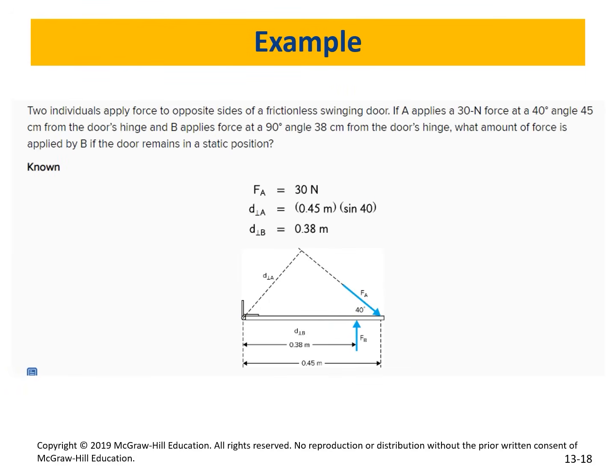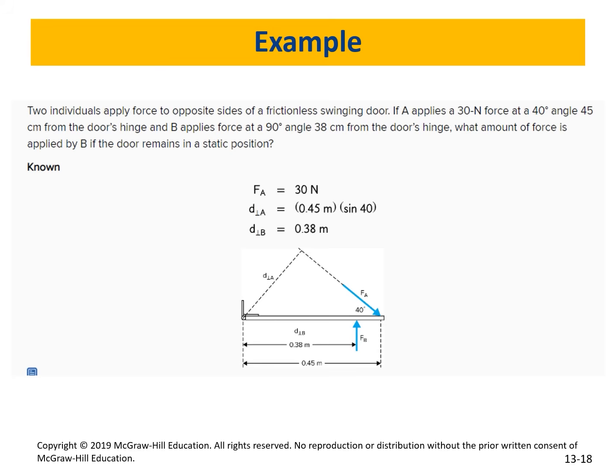Okay, another example. Take 2 minutes. Two individuals apply force at opposite sides of a frictionless swinging door. If A applies 30 newtons at a 40 degrees angle, 45 centimeters from the door hinge, and B applies a force at 90 degree angle, 38 centimeters from the door hinge, what amount of force is applied by B if the door remains at static position? And remember, we have angles, so be careful about the angles now. So let's see how much force B should be applying in order to have the door at equilibrium, which means it's not moving. We have numbers, good?